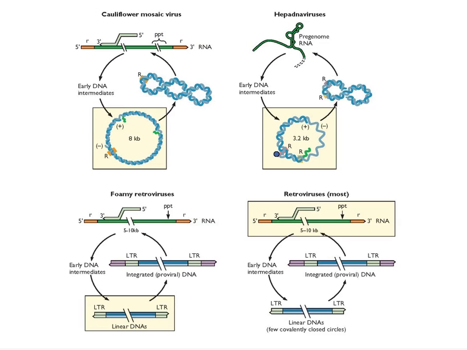So you can see all of these are highly related. It's just a matter of when they do their DNA synthesis. The reverse transcriptase goes from RNA to DNA in all of them, and where that happens is what distinguishes what gets in the virion, whether it's RNA or DNA. Okay.